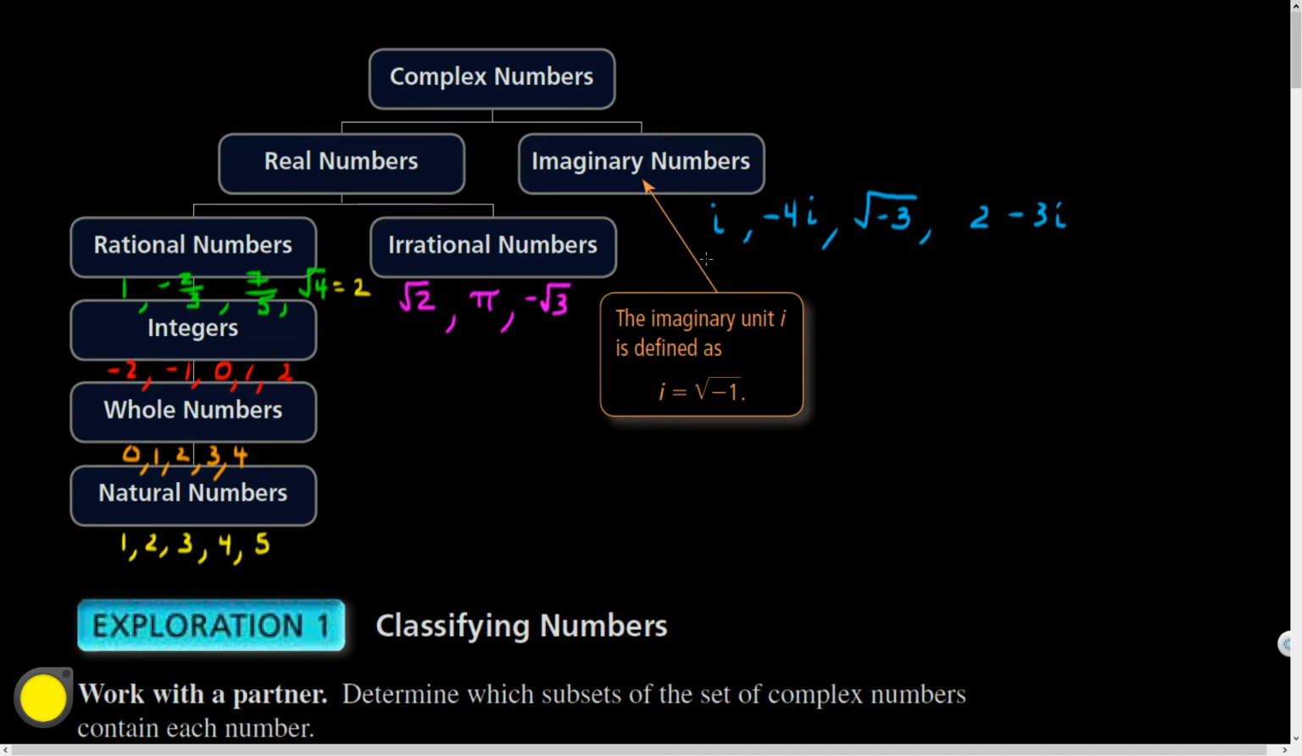And so I is the imaginary unit, and i is going to be defined as the square root of -1. And we haven't been able to determine what that square root is before because it's been peculiar to us.